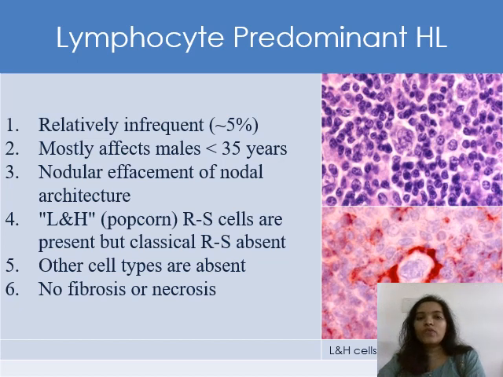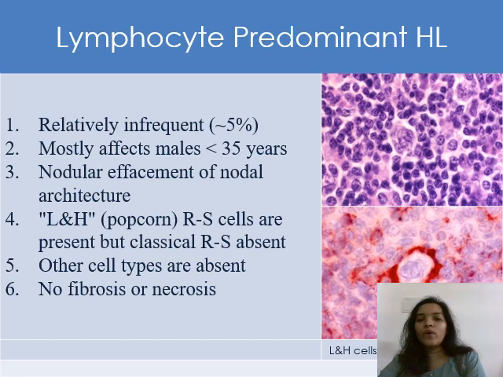Coming to the individual ones, lymphocytic predominant Hodgkin's lymphoma is relatively infrequent and mostly affects males less than 35 years of age. There is nodular effacement of the nodal architecture. That means the entire node architecture will be effaced or changed. It will not follow the normal nodal architecture.